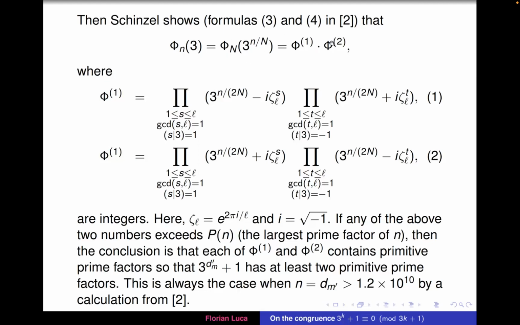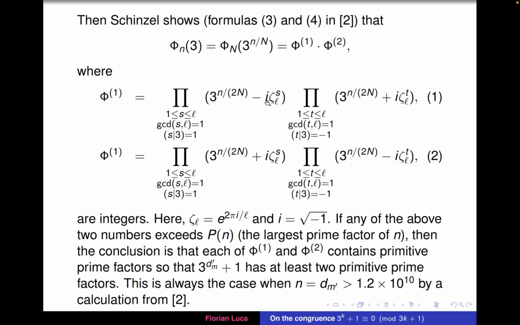And then this number, he proves that it canonically splits into two integers. And the way it splits into two integers, he takes these primitive roots of order n that participate in the cyclotomic polynomial, and he groups them in a certain way. He says, well, for us, this number n is a multiple of 3. Therefore, these roots have to be coprime to 3. So he takes those roots which are coprime to 3.